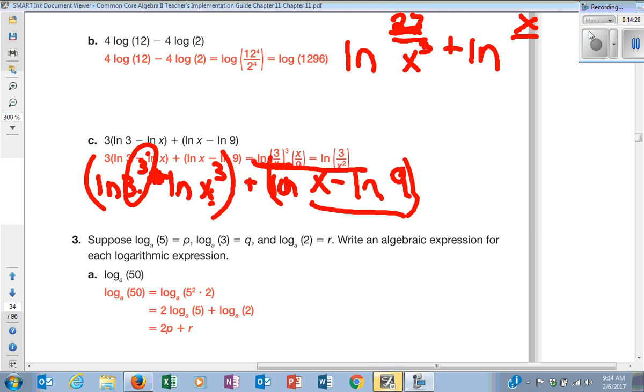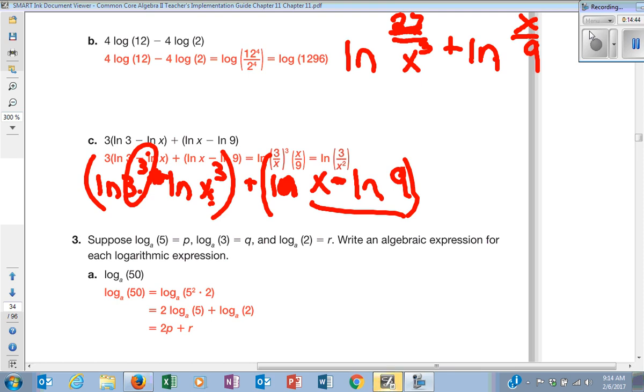I don't like the way they wrote it down here. That seems confusing to me, the way that they wrote it. So hopefully my explanation will help you out. Then I'm going to worry about this part, which is ln x minus ln 9. So I know since it's subtraction, it's going to be x over 9.